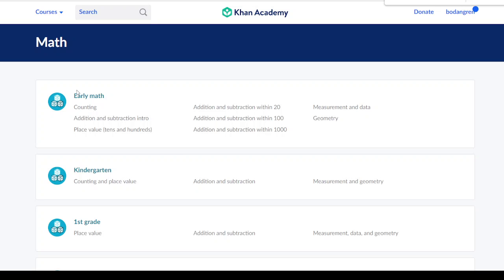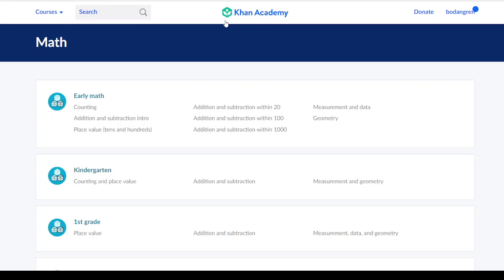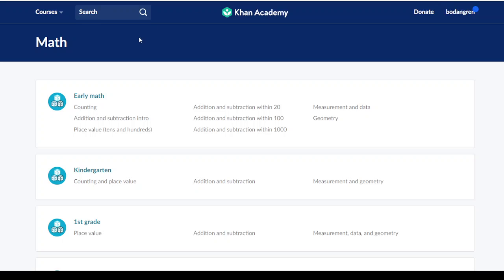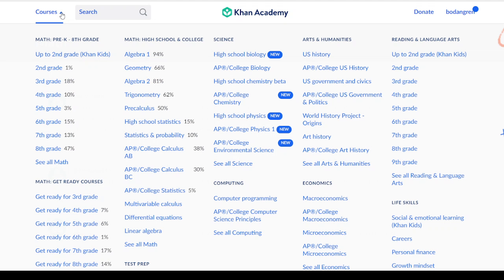In order to get here, I want you to go to khanacademy.org, open up Chrome or Safari or whatever browser you've got. Make sure that you're logged in, and then go over here where it says courses. The course we need today is not actually on here, so we have to go to See All Math, under high school and college.